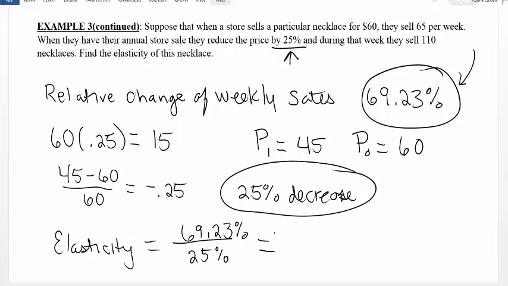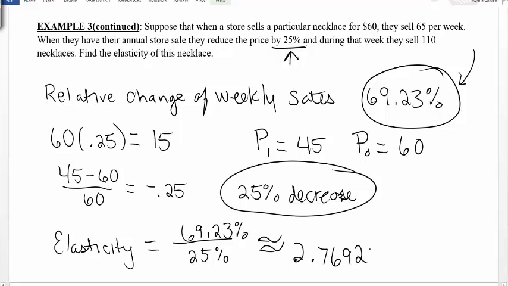Now, because 69.23% was rounded, any calculation that I use with this number is going to be approximated. So I'm going to use my approximation sign. When I divide these, I'm going to get 2.7692.